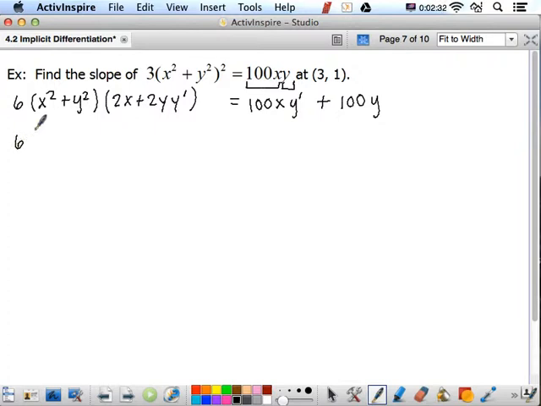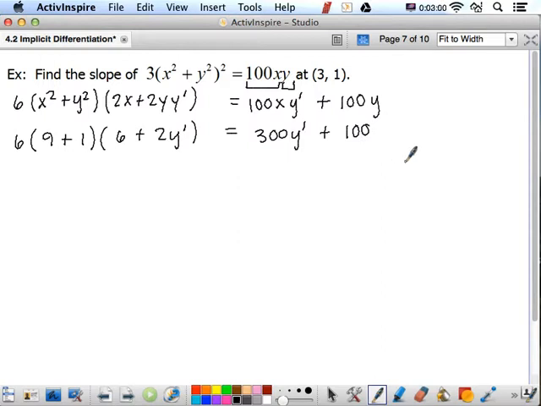I'll keep the 6. I'll plug 3 in for x, and 3 squared will be 9. And then y squared is 1 squared. And then I have 2 times 3 is 6, plus 2 times y is 2, and I still have a y prime, equals 100 times x will become 300 y prime, and then 100 times y is 100. So double check behind me and make sure that I substituted properly so far.